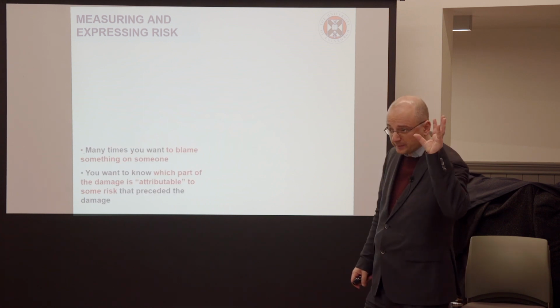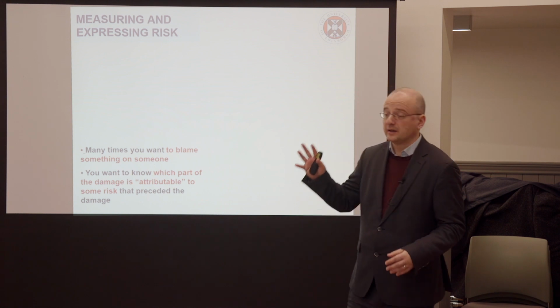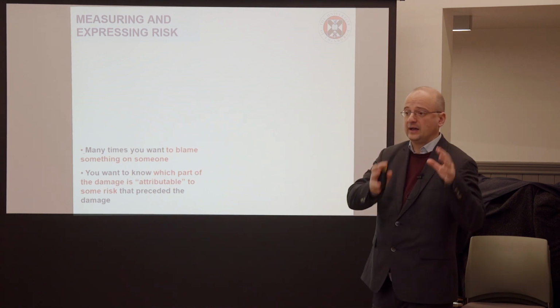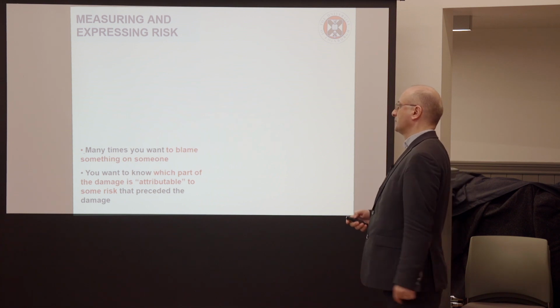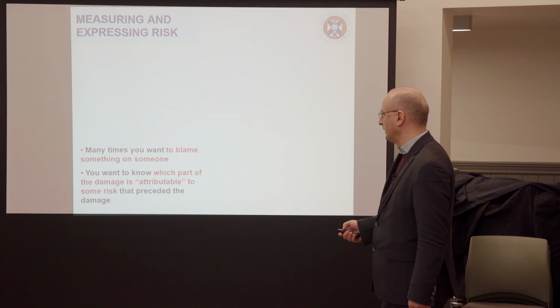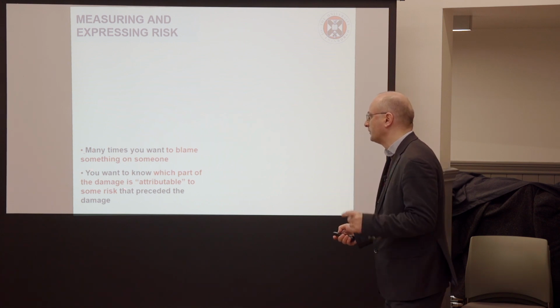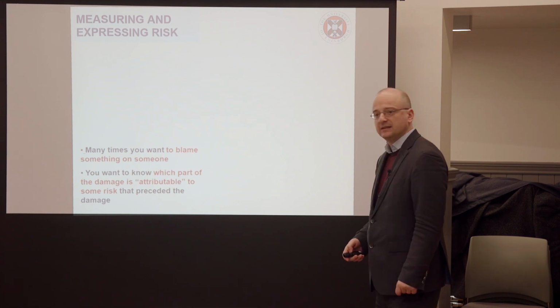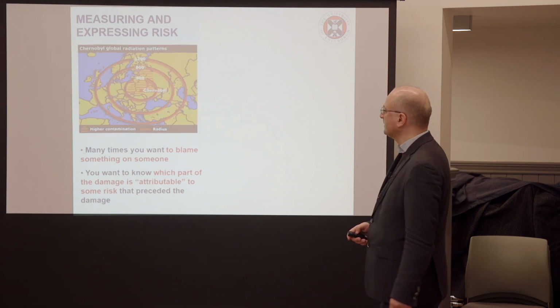So we learned about absolute risk, we learned about relative risk, which we can calculate only by having absolute risks, as known. But many times you want to blame something on someone, and you want to know which part of the damage is attributable to some risk that preceded the damage. So what is this now?